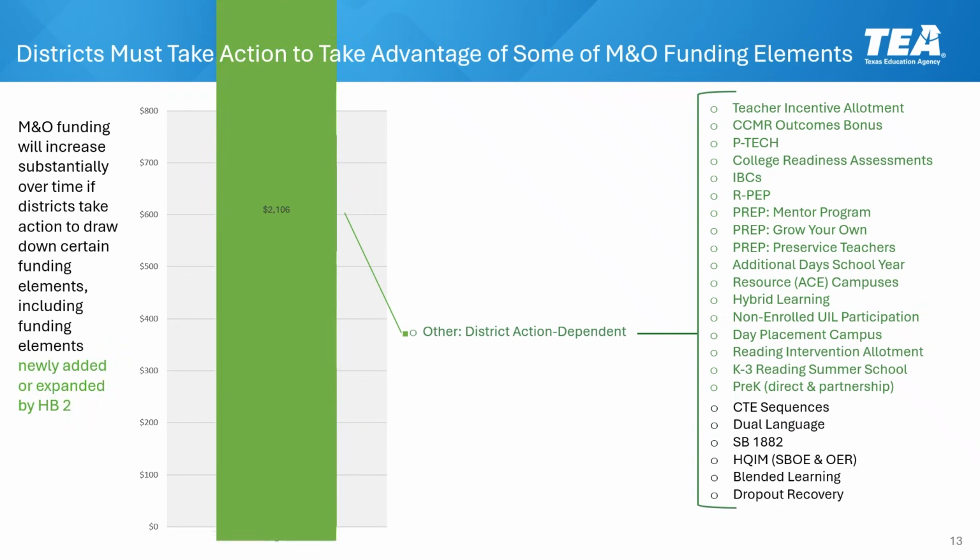However, if you add in the other elements, the elements that were added at the bottom, you could substantially increase your M&O funding by $2,106.